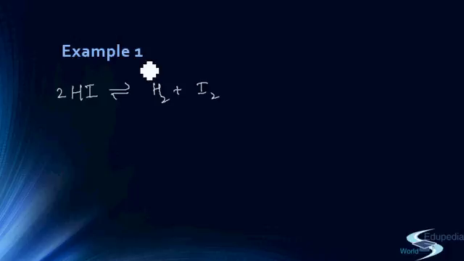Let's assume for now that we are only writing the expression for Kc, which is basically molarity of products raised to their stoichiometric coefficient divided by molarity of reactants. So in this case the expression of Kc will be concentration of H2 into concentration of I2 divided by concentration of HI whole square, HI square at equilibrium. All these concentrations are to be calculated at equilibrium.